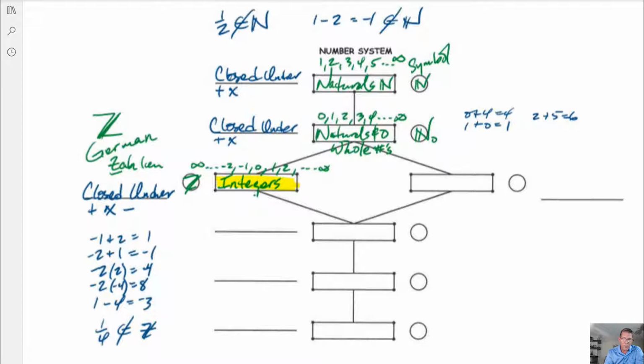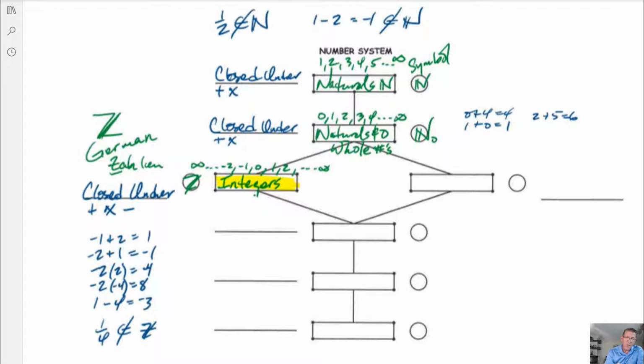Because if you subtract 1 minus 4, you get a negative number, and that's in the set. So 1 minus 4 is -3, and -3 is an integer, so it's closed under subtraction, but not division, because there are no fractional numbers in the set of integers. Only the whole numbers and their opposites. So what we need to do is build on this. We need a bigger set that includes the fractional numbers, which we call rationals.